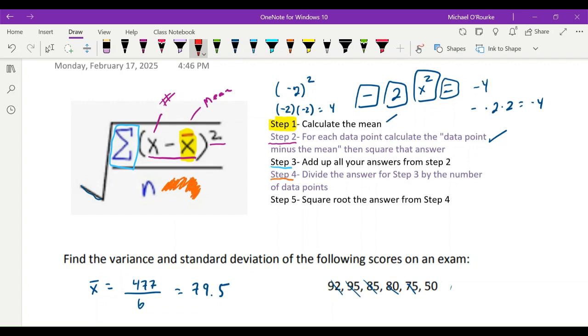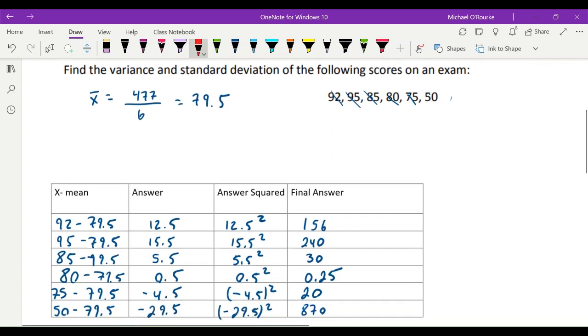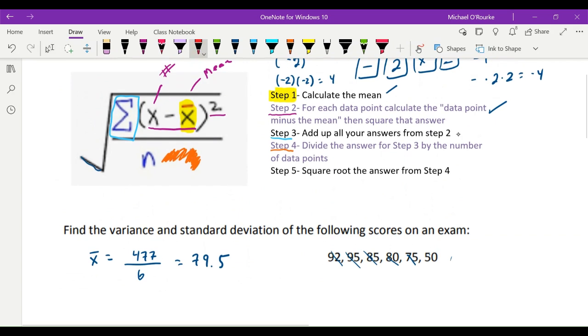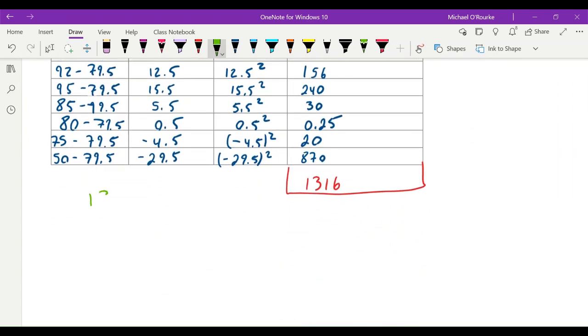Now I'm going to switch colors here. I'm going to add up all my answers and get a total. So 870 plus 20 plus 0.25 plus 30 plus 240 plus 156 is 1316. That's my step right here. Now I'm going to divide the total by the total number of data points. We said we had 6 earlier. So 1316 divided by 6 is going to give me 219.